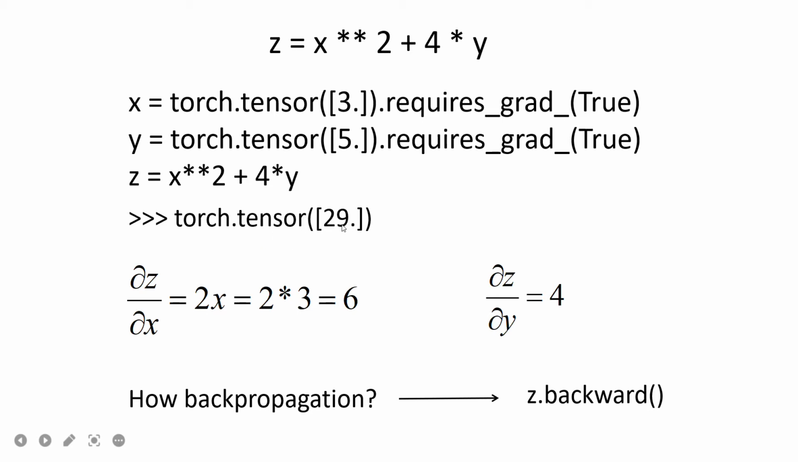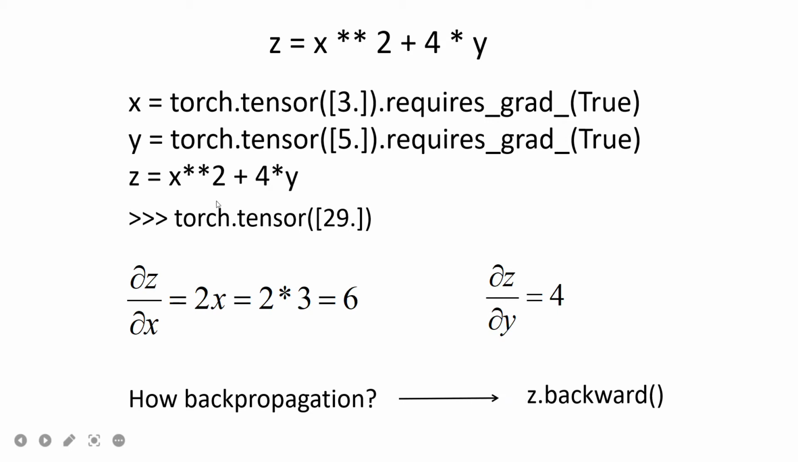However, to get the backward pass, that is to get dz by dx, I will not say dou, I'll say dz by dx, which in this case will be 2x. So if you differentiate this equation keeping y as constant, you will get 2x, which is 2 into 3, that is equal to 6. Similarly, if you treat x as constant, you will get dou z by dou y, or dz by dy, equal to 4.